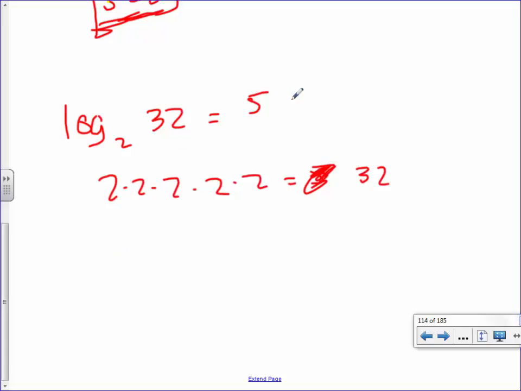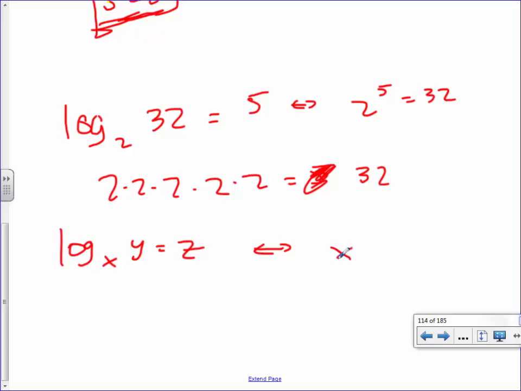So that's what we need to do now. I need you to be able to convert this and say that 2 to the power of 5 equals 32. Well, it's easy with numbers. I want you to be able to do it with letters. If I gave you log base x of y equals z, what this means is x to the power of z equals y.